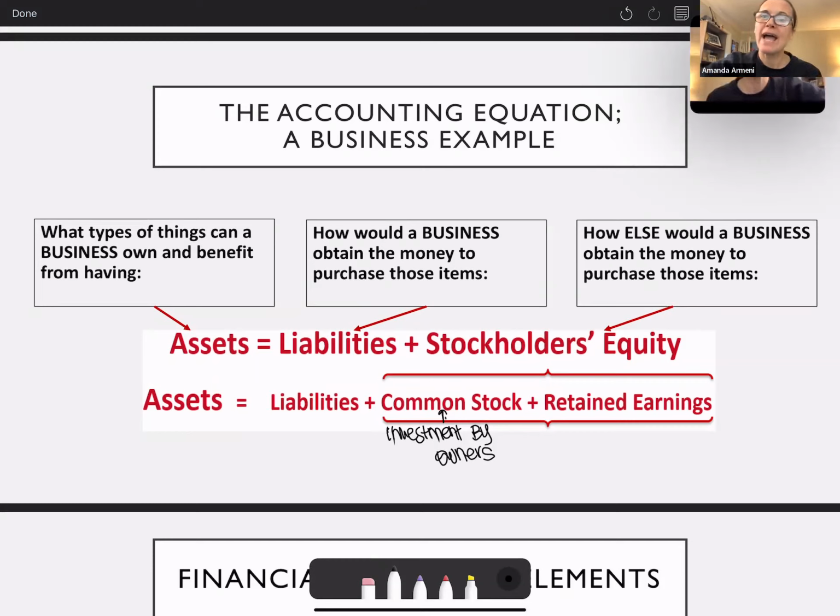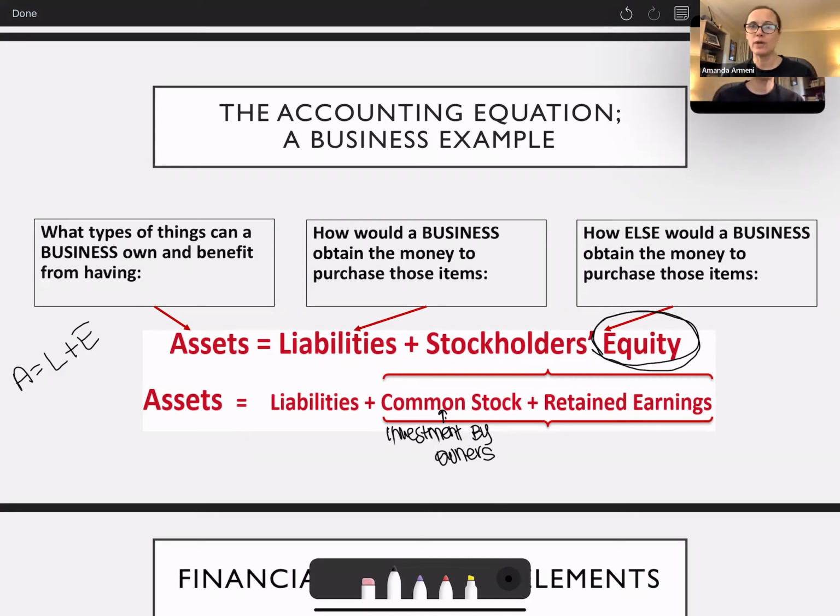So assets, you're going to see me use this a lot. Assets equals liabilities plus equity. But then we break that equity down. That equity consists of two different things. One, the investment by owners that we call common stock, and two, retained earnings. That's the income that the company has generated over time. And they can use that income to help purchase any assets that they want to purchase.